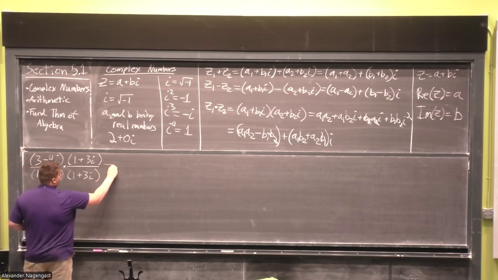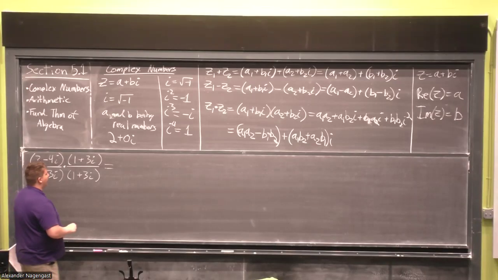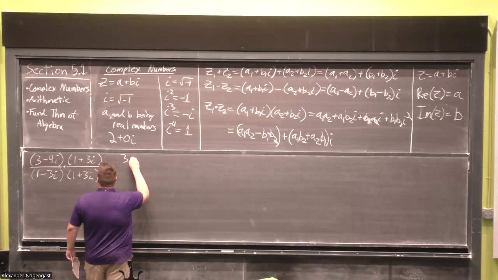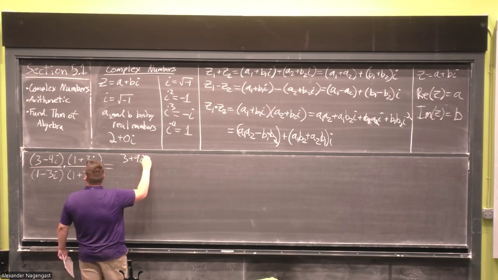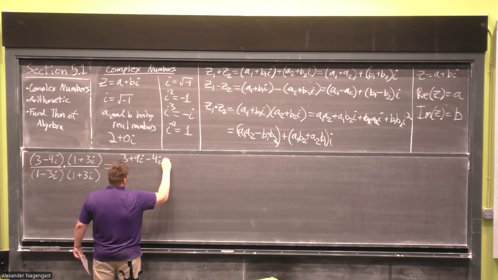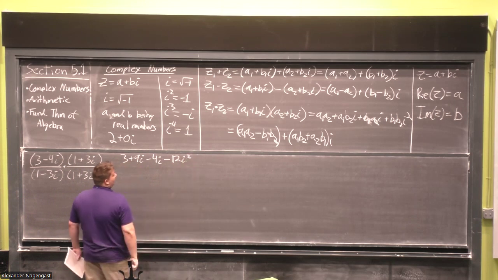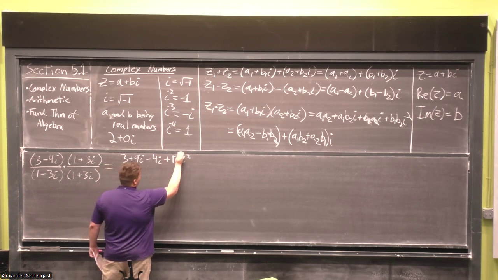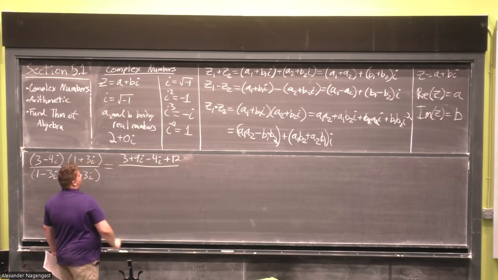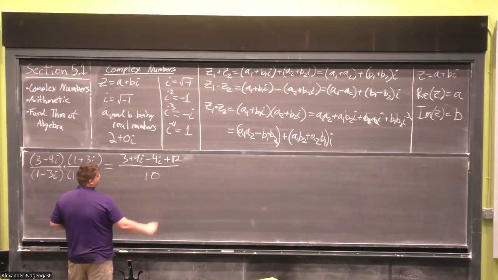So now when we do the top, we can distribute and we'll have 3 plus 9i minus 4i minus 12i squared. Remember that i squared is -1, so this becomes positive 12. We're going to divide this. We can either do the formula of just 1 squared plus 3 squared, or we can work this out. Regardless, we'll get 10.